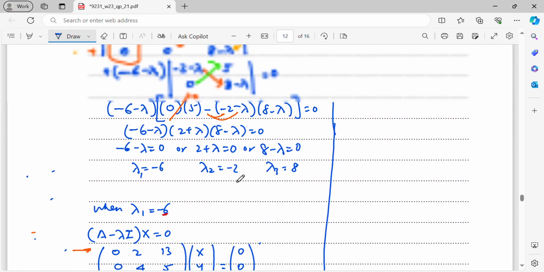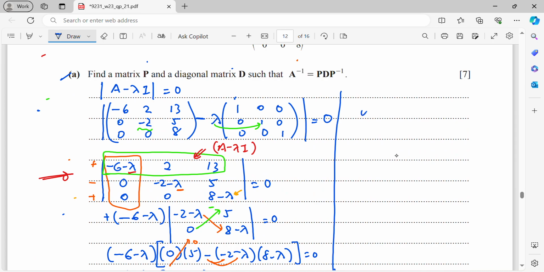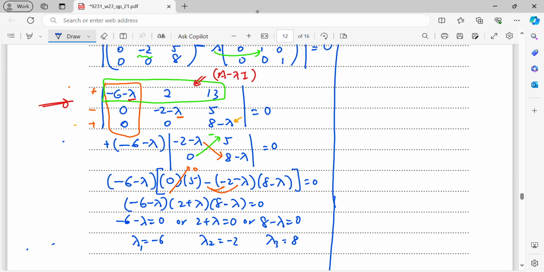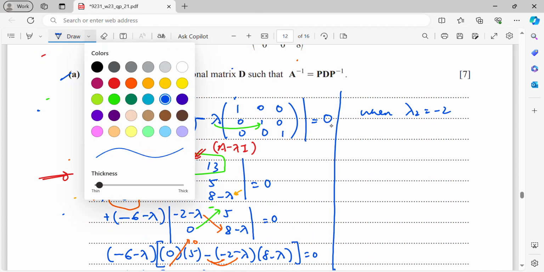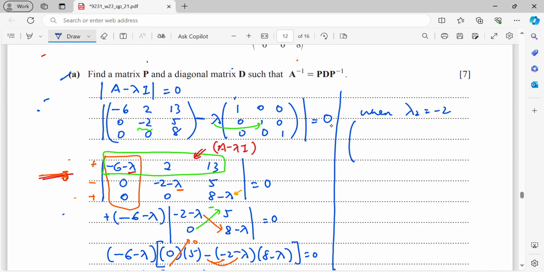Now my lambda is minus 2. When lambda 2 is minus 2, replace the lambda by minus 2 in this matrix. Using the same method, you will get minus 4, 2, 13. Then the second row is 0, 0, 5. And then 0, 0, 10. Then x, y, z equals all 0.